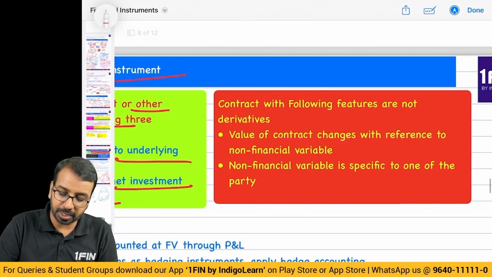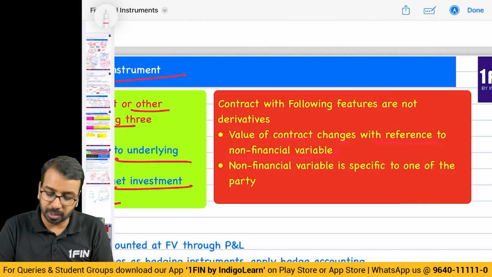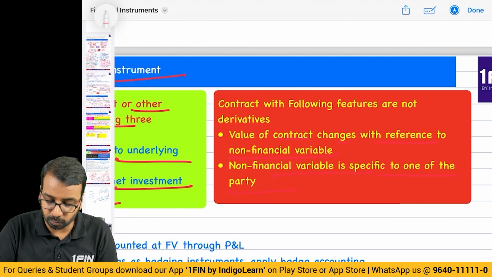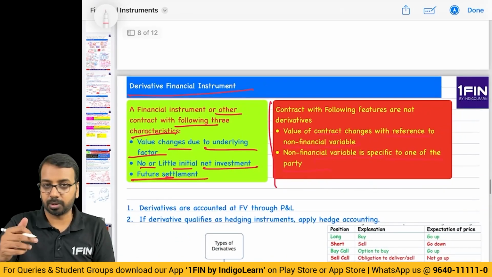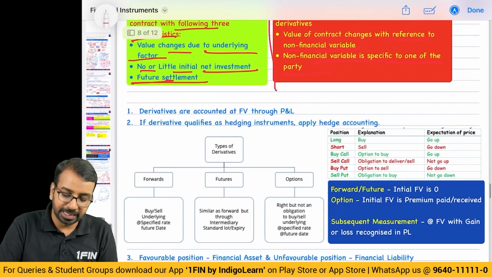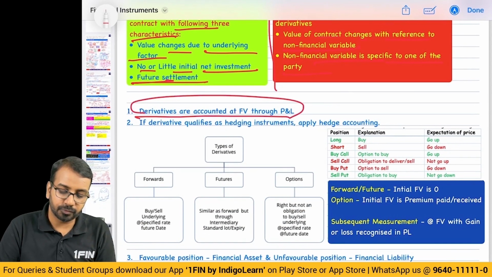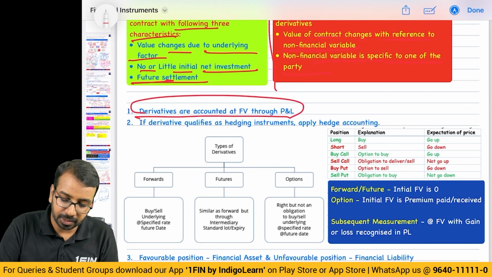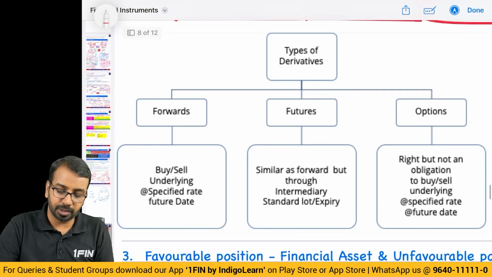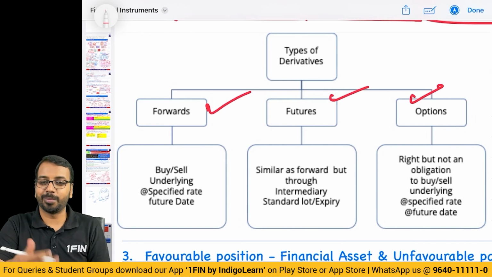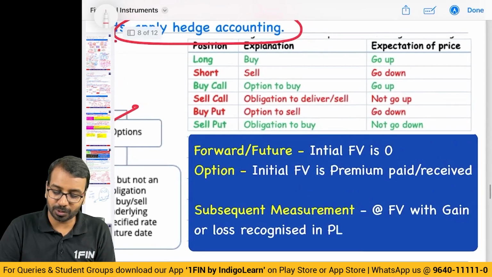If the value of the contract changes with respect to a non-financial variable and the non-financial variable is specific to one of the parties, then those kinds of contracts do not fall in the nature of derivative. Derivatives are accounted using fair value through P&L, and if it is a hedging instrument, we'll apply hedge accounting. What are the types of derivative? Forward, futures, options. All of you will be masters in AFM based on this.